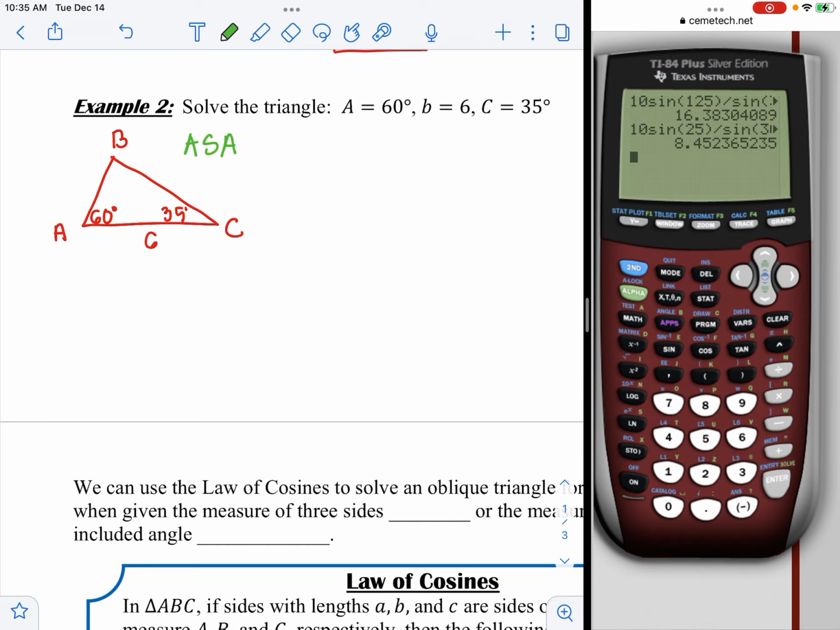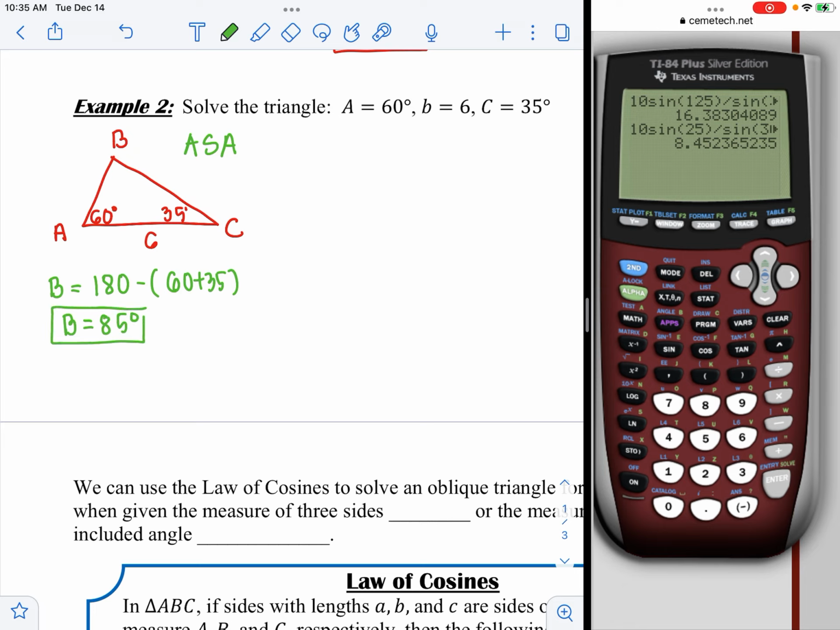All right, so like I said before, I'm going to look to see if I can find a missing angle first. If there's only one missing, you can find it. And I can find angle B really quickly. Do 180 minus the other 2 added together. So 60 plus 35 is 95. 180 minus that is 85 degrees. So B is 85 degrees.